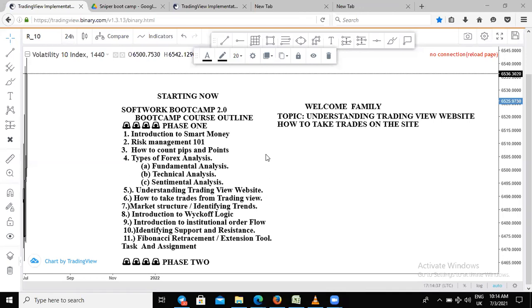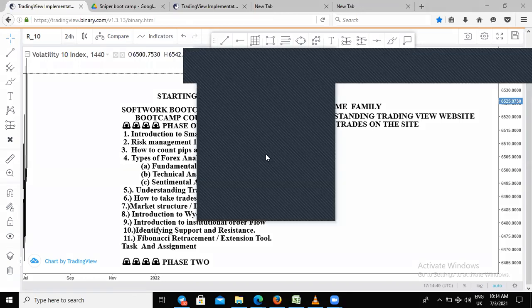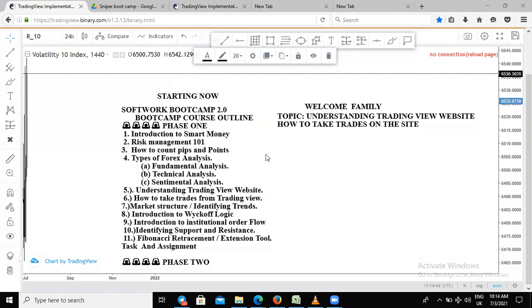Now, the last one is that my risk management is my priority. My risk management is my priority in trading. Risk management is my priority in trading.